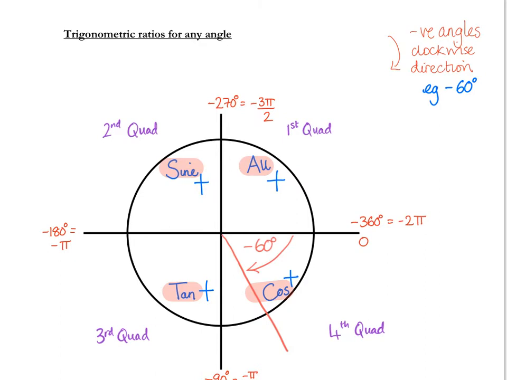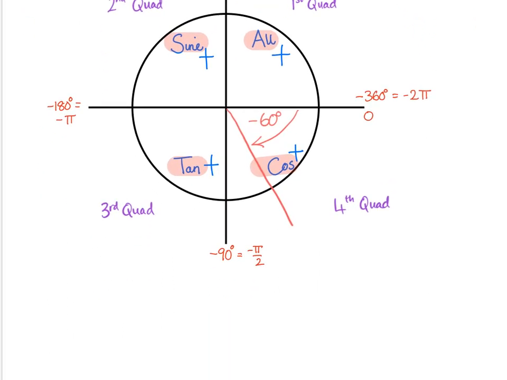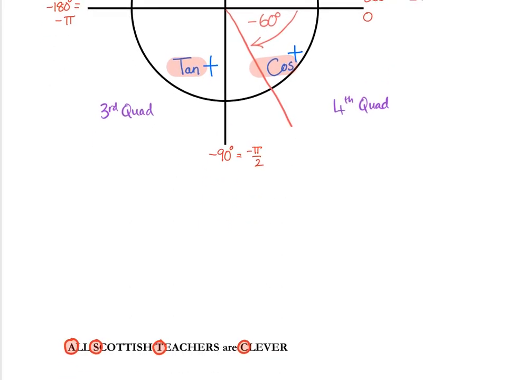So again, looking at the bottom of the page, you will find the little mnemonic again, and that's all Scottish teachers are clever. All positive: Scottish, sine positive; teachers, tan positive; and clever, cos is positive. Right, moving on to the slide then.